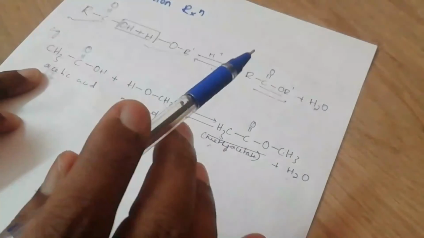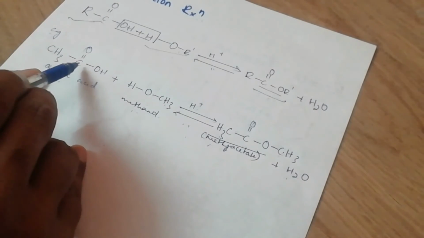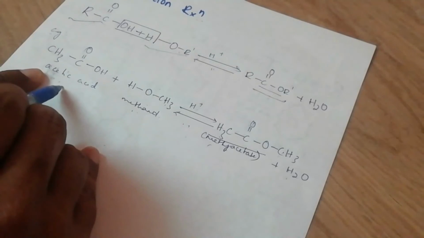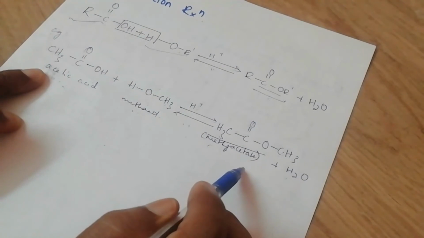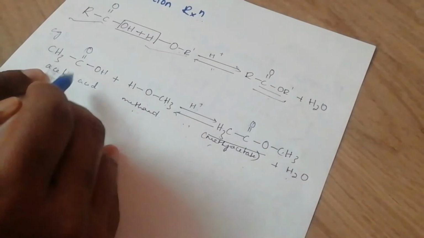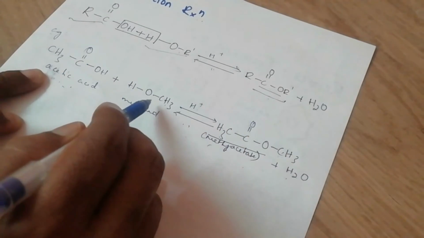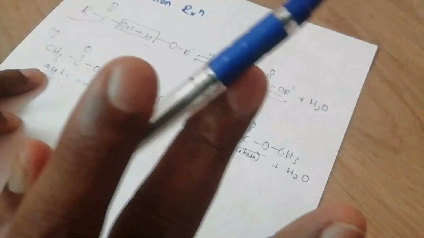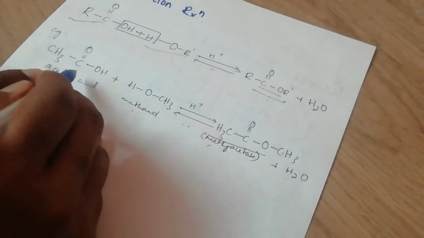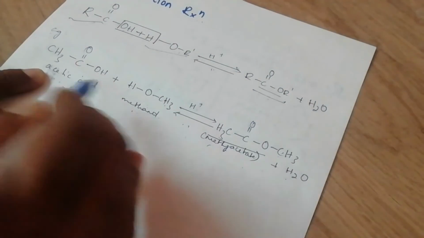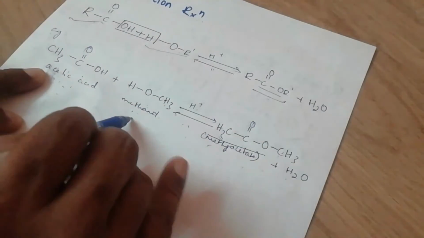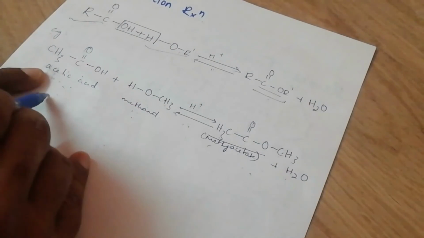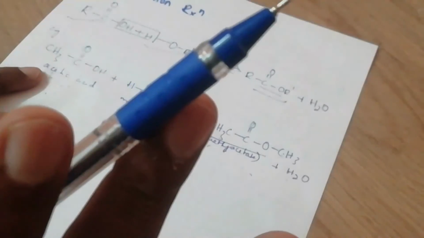But remember one point: methyl alcohol always reacts with salicylic acid to give methyl salicylate. Any carboxylic acid can react with any alcohol, but salicylic acid reacts with only methyl alcohol, not other alcohols. Hence, instead of acetic acid, if you take salicylic acid reacting with methyl alcohol, the product is methyl salicylate. But salicylic acid does not react with ethyl alcohol.